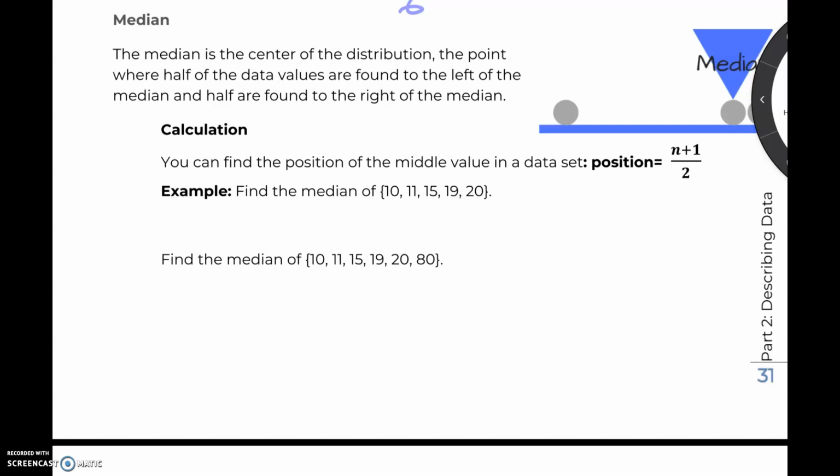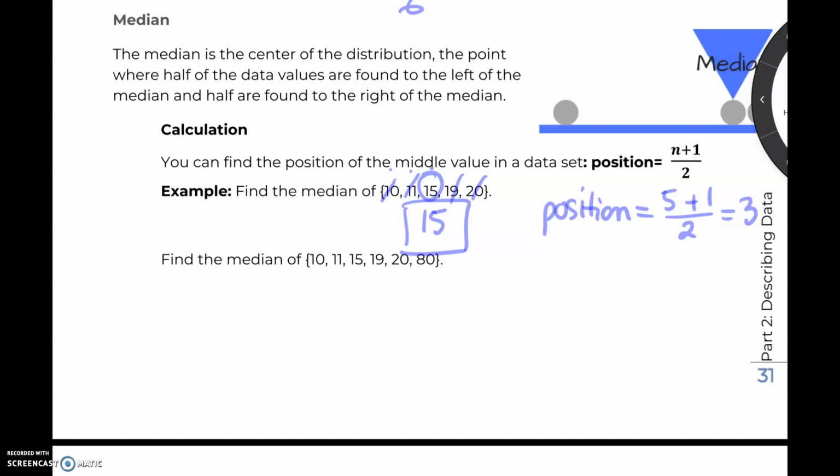On the other hand, you can order your values from lowest to highest, like we have over here, 10, 11, 15, 19, and 20. You can simply start crossing out from left to right until you either have one value or two values in the middle. If you have one value in the middle, that is your median. Again, just to show you the position of our median, over here we had 5 values to begin with. We added 1 to it. We're going to divide by 2. That's 6 over 2, or our third value. So we have 1, 2, 3. Our third value is 15. So that just tells us the position of it.